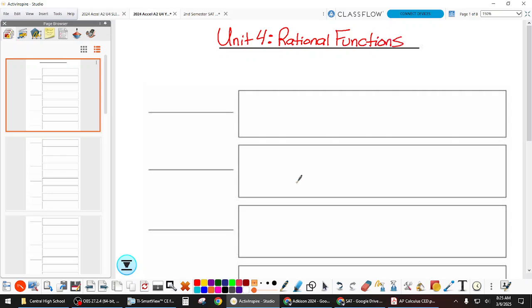So this is called rational functions. What is the root word of rational? Didn't you guys tell me it was rat? Okay, well that seems like it would be it. So this is a unit about rats. A math of rats.